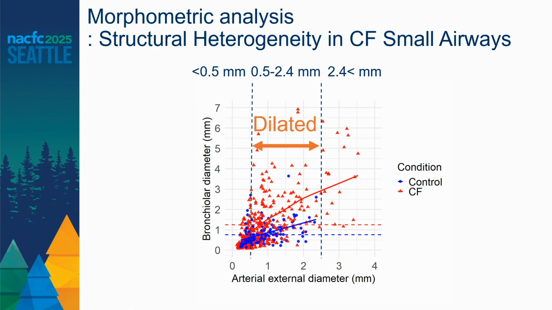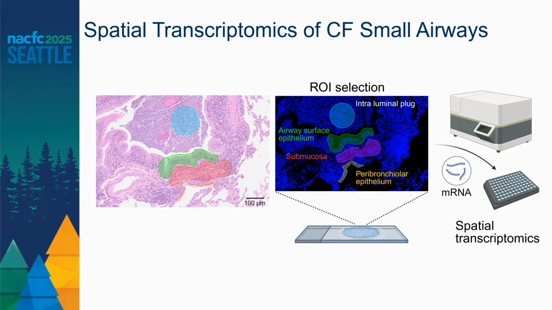In this case, less than 0.5 millimeter in diameters. Then, using this categorization, we did spatial transcriptomics analysis to see what types of changes occur in small airway epithelial cell layers. This is a schematic of spatial transcriptomic analysis. Firstly, using the serial section of HE images, we selected epithelial layers and corresponding submucosal areas and peribronchiolar epithelial cell layers, and if it's available, we also selected the intraluminal mucus plug information.